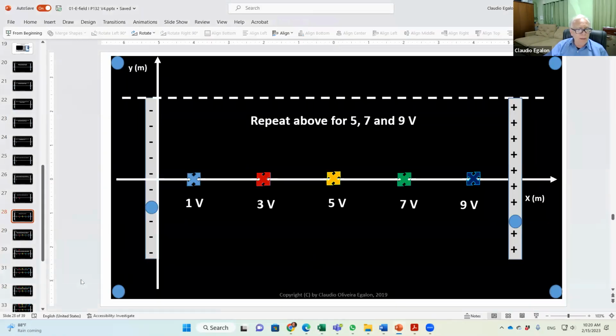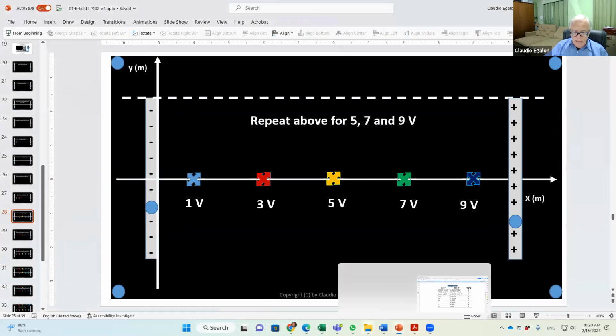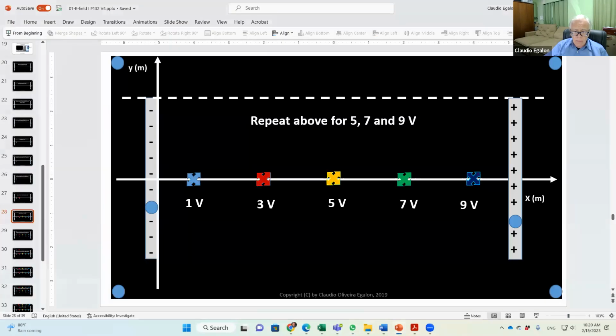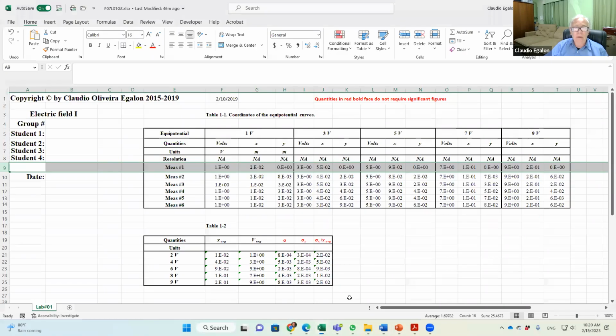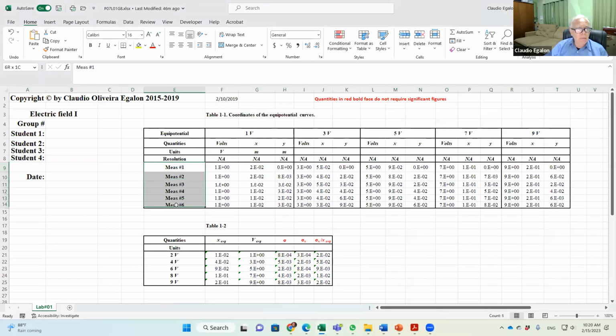And then you do for the other positions. I usually like to make 6 measurements. We're going to measure where the voltage is, and from those measurements, we'll deduce what's going to be the electric field, the characteristic picture. What's going to be the picture of the electric field?